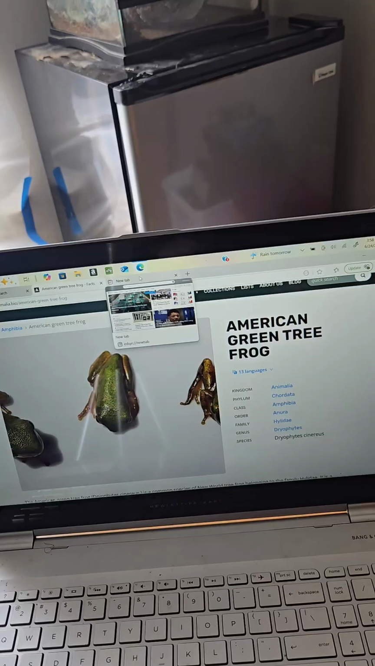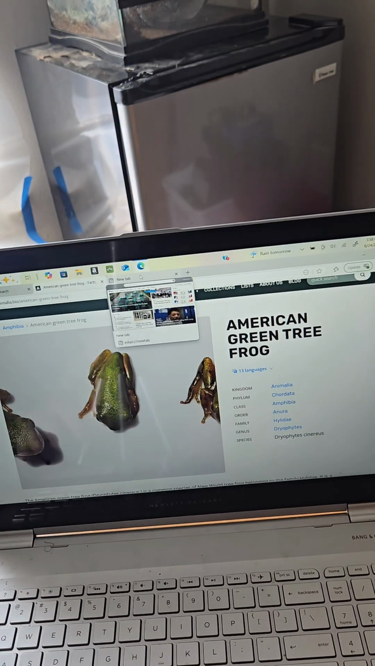And then the green American tree frog can be found all over, mostly the East Coast. There's not really so much on the West Coast. But let's get into more about frogs in general, what they are usually about, how they can be housed together, that kind of stuff.